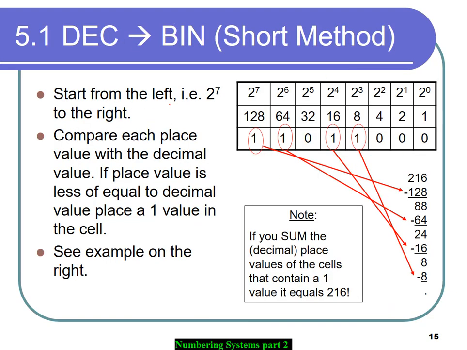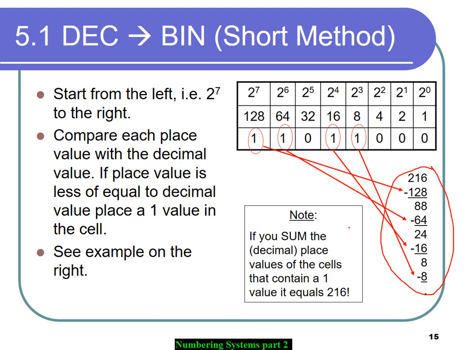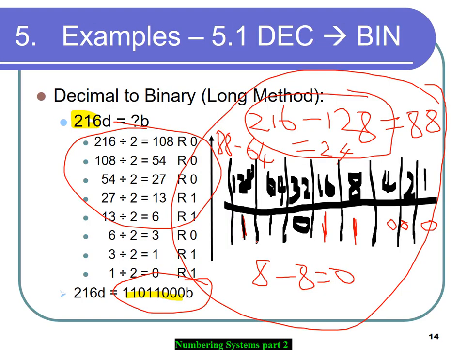So you start from left to right, as I said, and then you compare the place value in 1 if the cell is being used, right? So you sum the decimal place values of the cells that contain a 1, and that value is 216. That's what I just did in the previous example, without even coming to the slide. So this is another way to do it. This is the short method, and this is the longer method, as you can see.